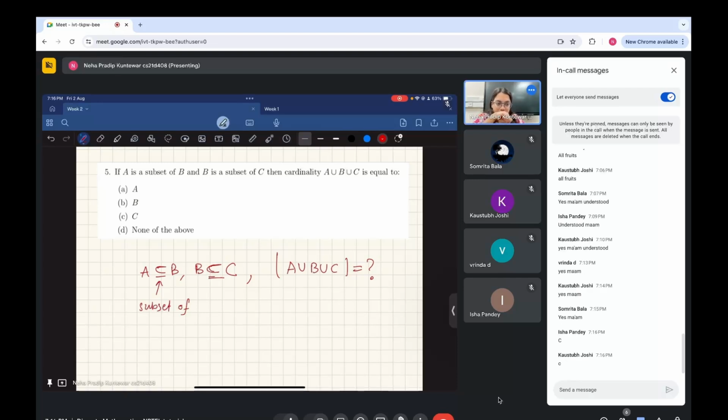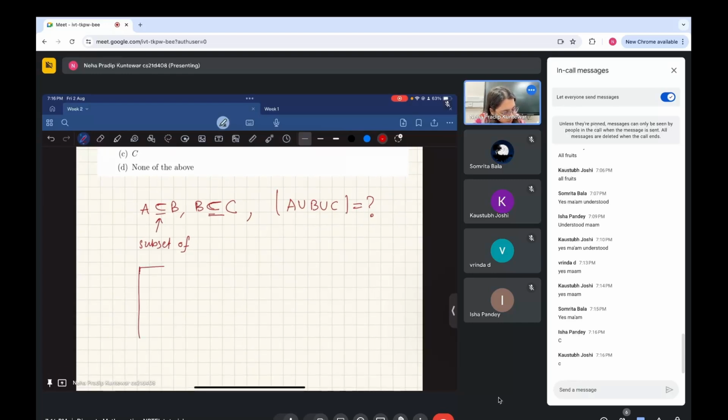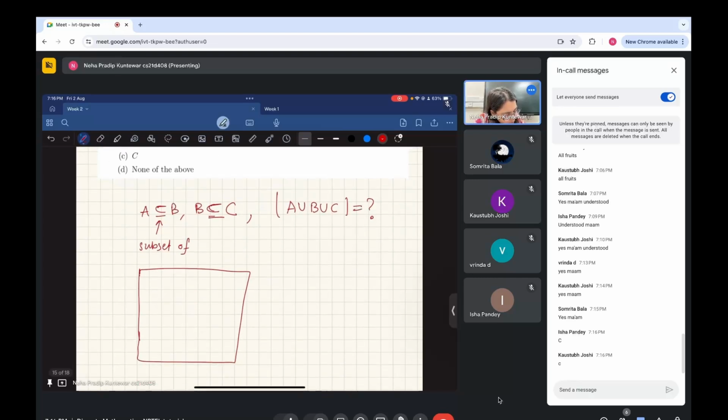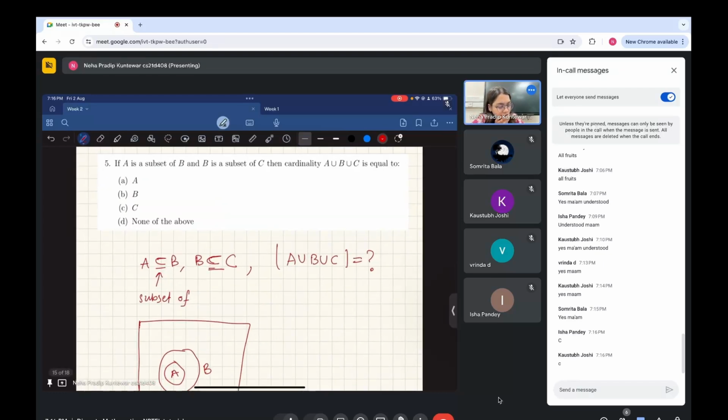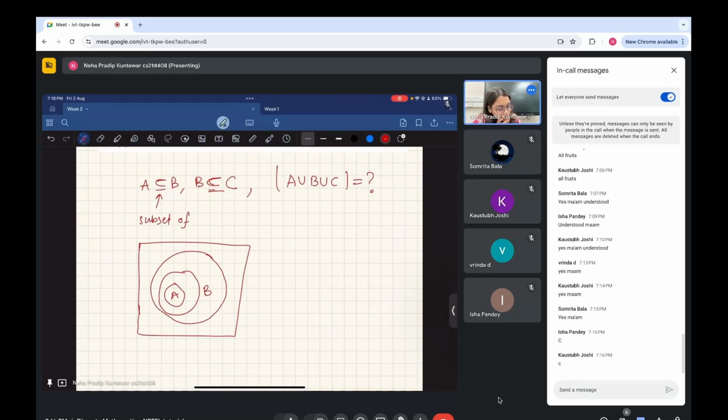Okay, good. So I think most of you have got it right. So let's see why this is. You have that A is a subset of B, so A would be completely contained inside the set B. And furthermore, you know that B is a subset of C. So C would completely contain the set B. It may or may not have more elements, but B is definitely contained inside C.